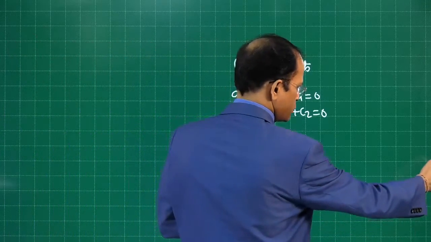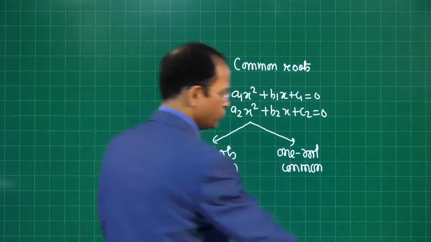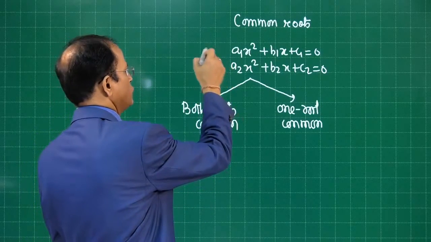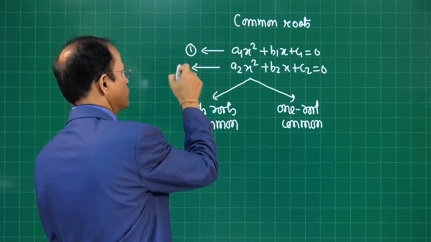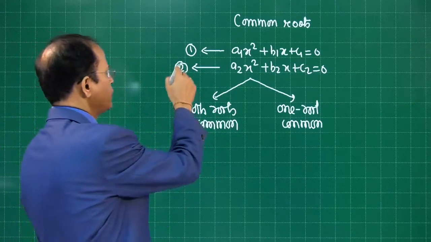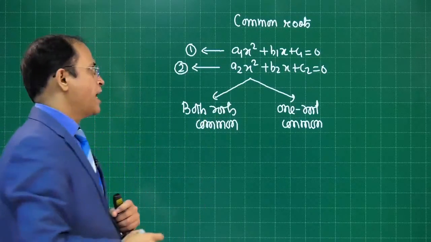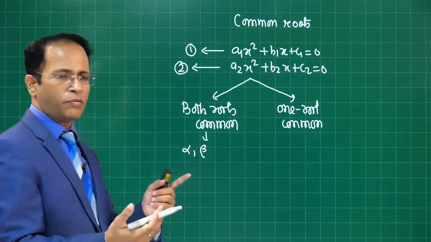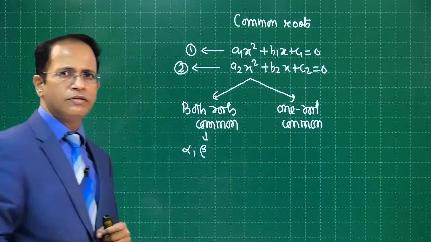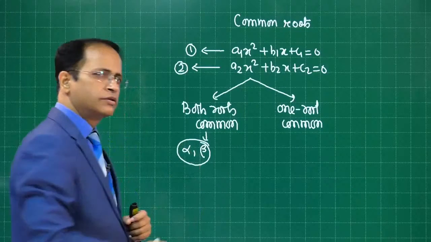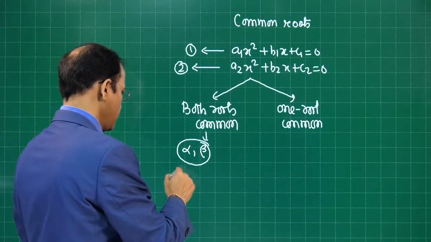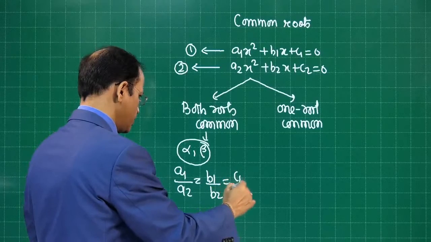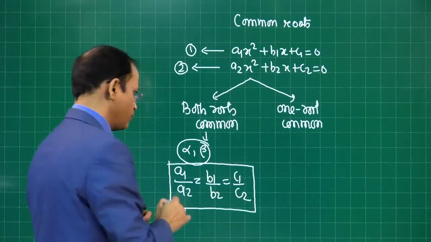Now, if we have both the roots common, students, suppose this is equation number 1 and this is equation number 2, right? So, what do we have? Say the roots are alpha and beta. Say, both the roots are common. From here also we have alpha beta, we have here also alpha beta. So, whenever two roots are common, always remember a1 by a2 is always equal to b1 by b2 is equal to c1 by c2. This is a very, very important condition we have, right? When both the roots are common.